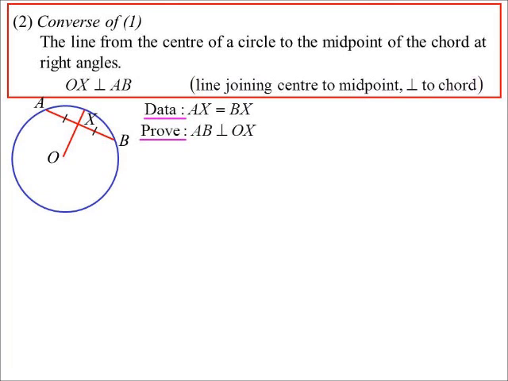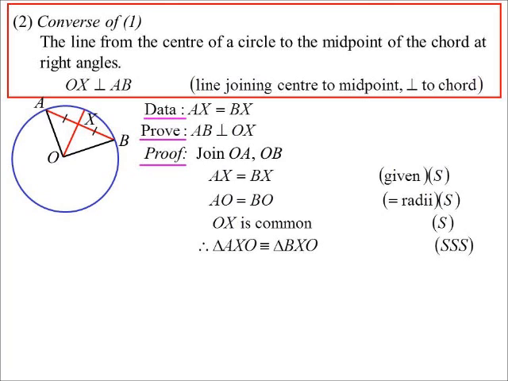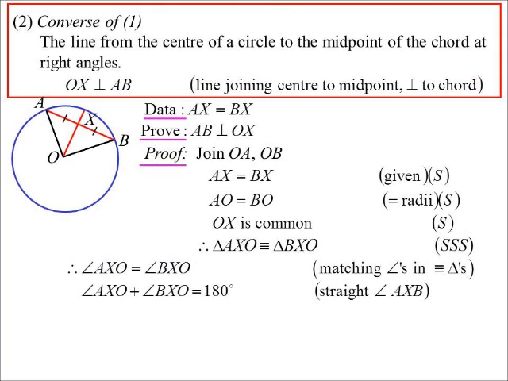Let's prove that one. And once again, I'll do it via congruent triangles. So let's join in those two radii to create a couple of triangles. And this time I've got AX equals BX, given information. The equal radii and the common side, I've got side, side, side. So they are congruent, meaning that AXO and BXO must be the same size. They're now matching angles in congruent triangles. But I also know they add up to 180 degrees because they lie in a straight line, so they're straight angle. Well, logically then AXO must be 90 degrees.